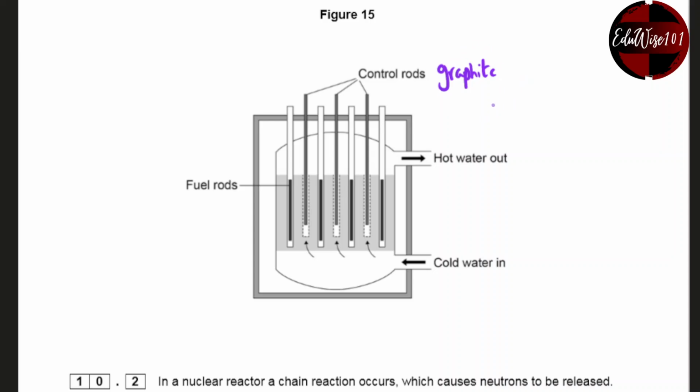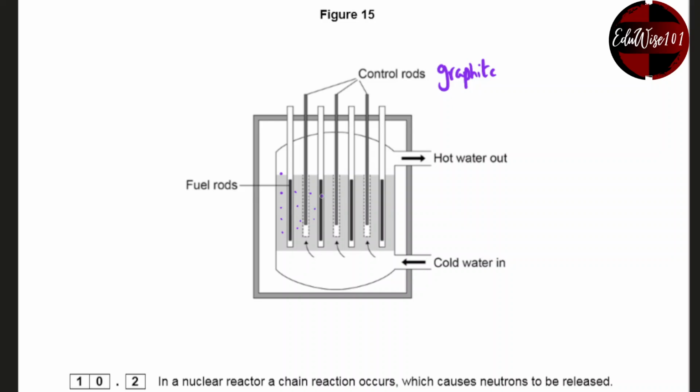Now what do the graphite rods actually do? During the course of the nuclear fission reaction, you're going to get these free neutrons that are released, and those free neutrons, when they come into the fuel rod, are going to break down more and release more. By having the control rods in between, if you insert them, they will absorb the free neutrons, thereby slowing down the chain reaction.